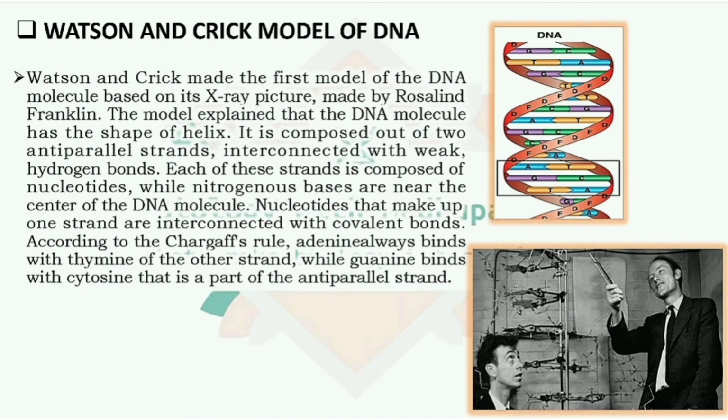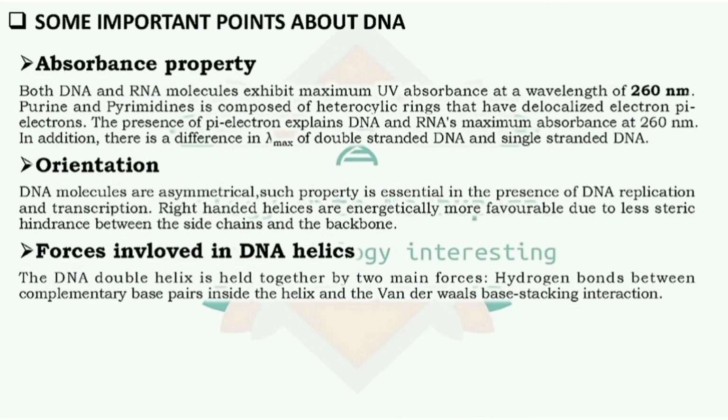Our next topic is some important points about the DNA. First, we will be looking at the absorbance property of DNA. Both DNA and RNA molecules exhibit maximum UV absorbance at a wavelength of 260 nanometers. So why 260 nanometers? Purines and pyrimidines are composed of heterocyclic rings that have delocalized electrons, which are pi electrons. The presence of pi electrons explains why the maximum absorbance of DNA and RNA is at 260 nanometers. In addition, there is a difference between the lambda max of double-stranded DNA and single-stranded DNA. About that, we will be talking in our later slides.